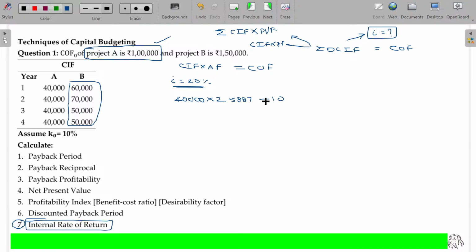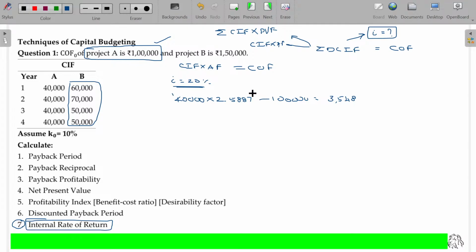Minus 1 lakh. Should be equal to 1 lakh. Or you can subtract 1 lakh. It should be 0. Is it 0? Definitely it is not 0, right? So you get 3,548. You have excess value. So definitely 20% is not the answer.